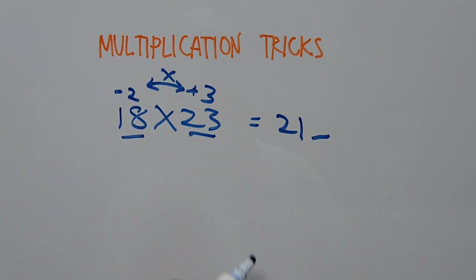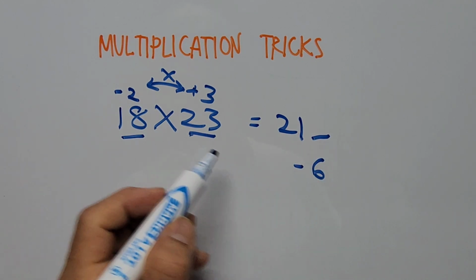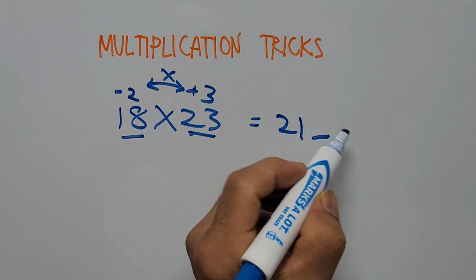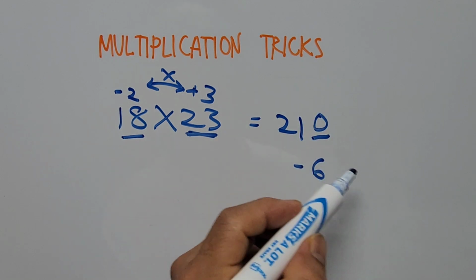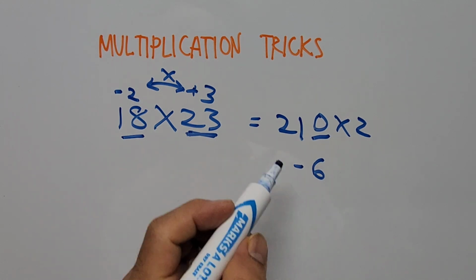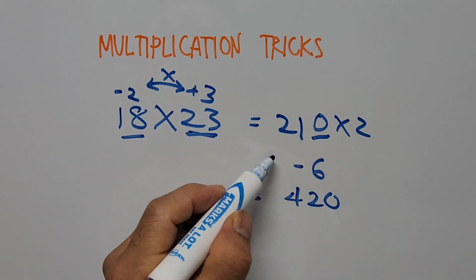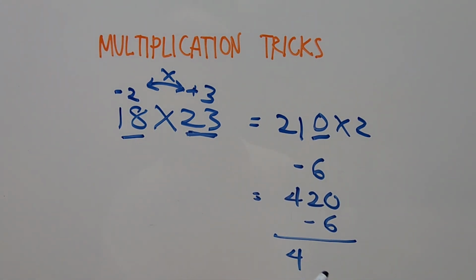Negative 2 times 3 is 6, that's negative. And since this is base 20, we multiply by 20, right? 21 times 20. Or since this is 2 digits, you put 0 right there and times 2. So this now becomes 210 times 2, that is 420. And then the product of these two numbers, 6, we subtract that, since negative 2 times 3 is negative 6. So our answer here is 414. That's the answer for that.